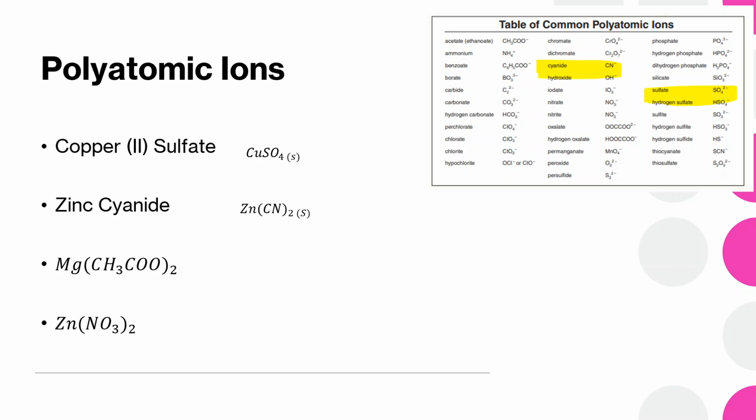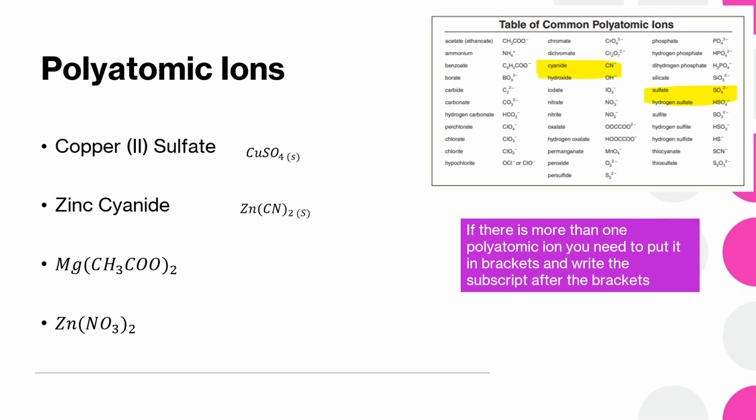Now, you might notice I put that CN2 in brackets. That's on purpose. Basically, if there's more than one polyatomic ion, you have to write it in brackets and then write your subscript after the brackets. If I didn't do that, it would look like I only have two nitrogen, when I really want two of both the carbon and the nitrogen, which together form the cyanide. So you have to put brackets if you have more than one of the polyatomic ion.